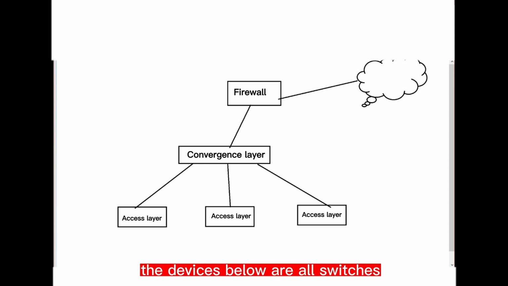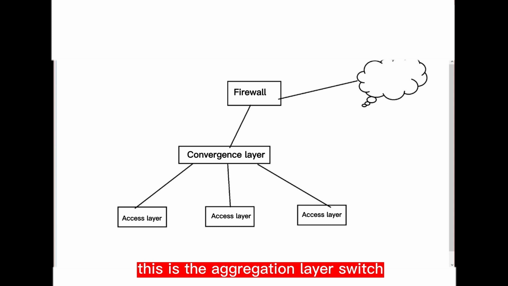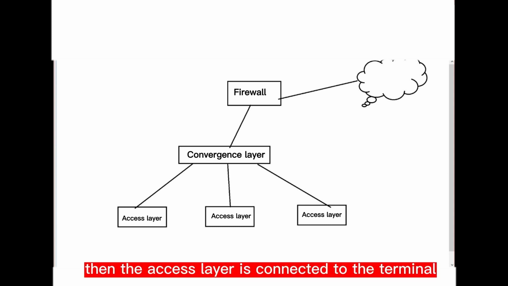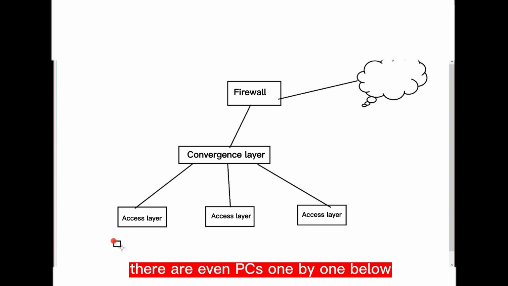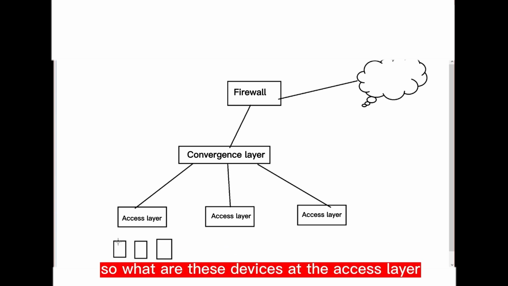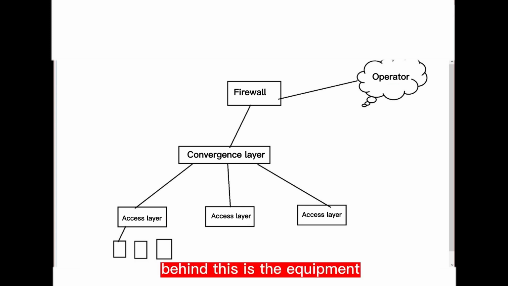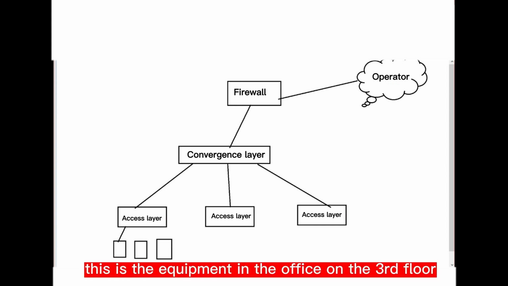The devices below are all switches. This is the aggregation layer switch. Below is the access layer switch. Then the access layer is connected to the terminals, and there are even PCs one by one below. So what are these devices at the access layer? Assuming this is the equipment in the office on the first floor, behind this is the equipment in the office on the second floor, and this is the equipment in the office on the third floor.